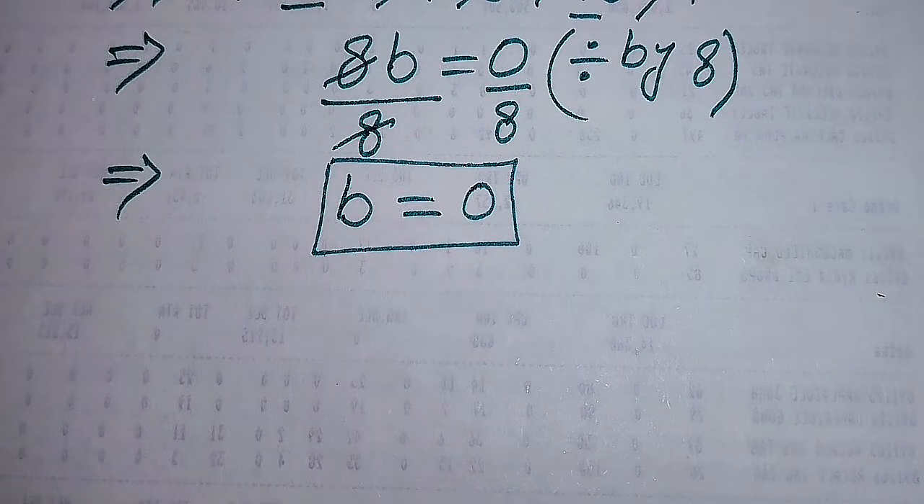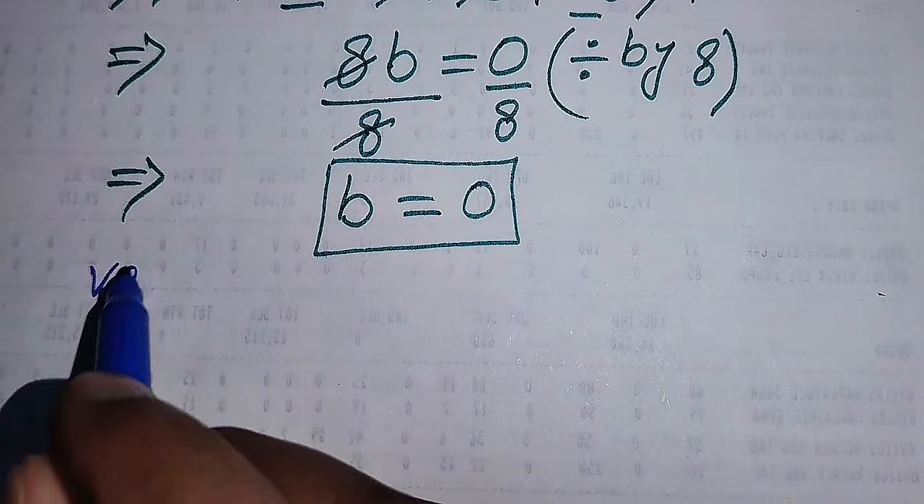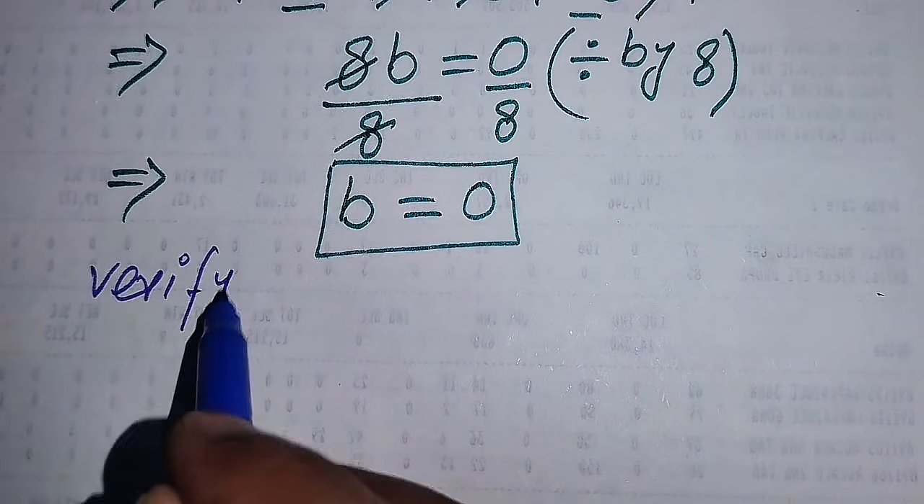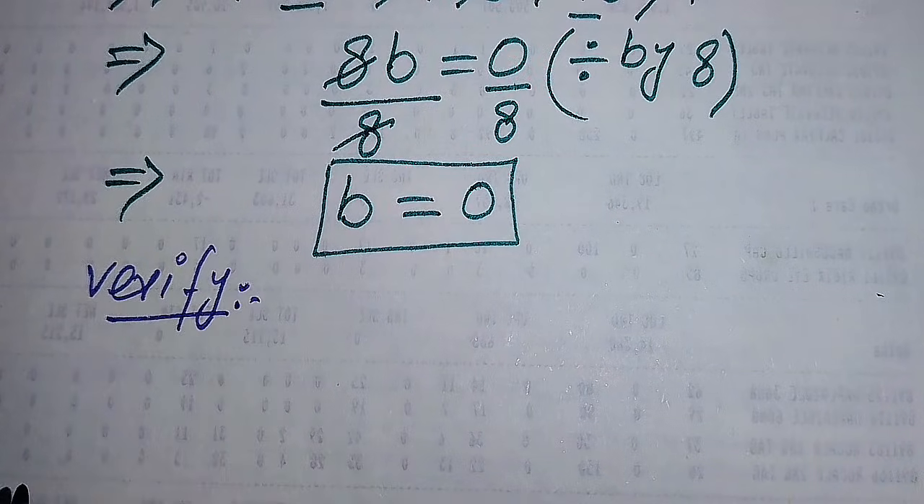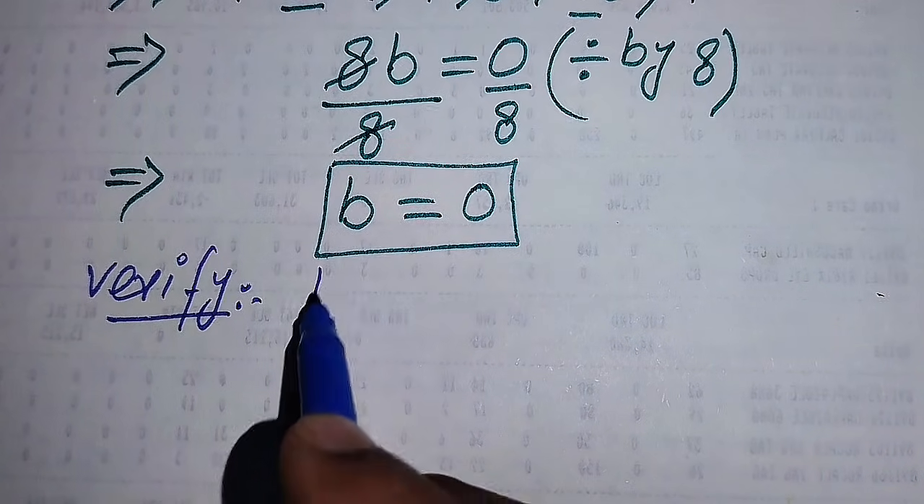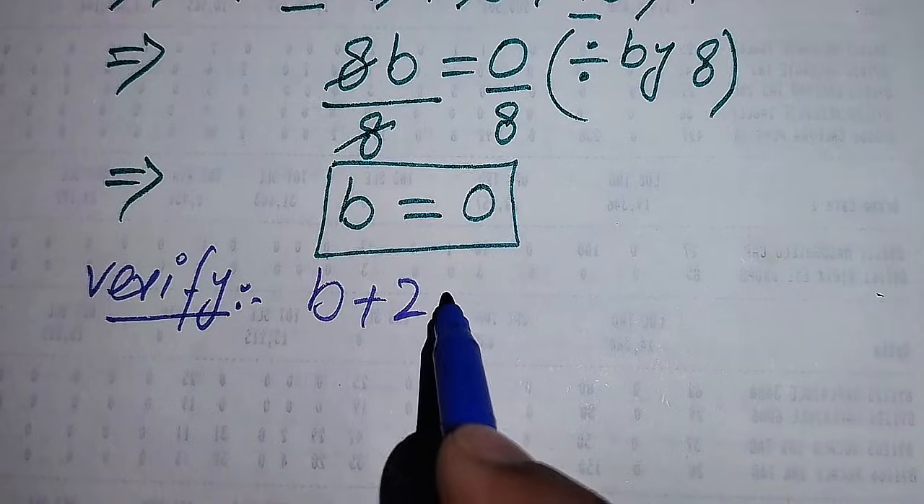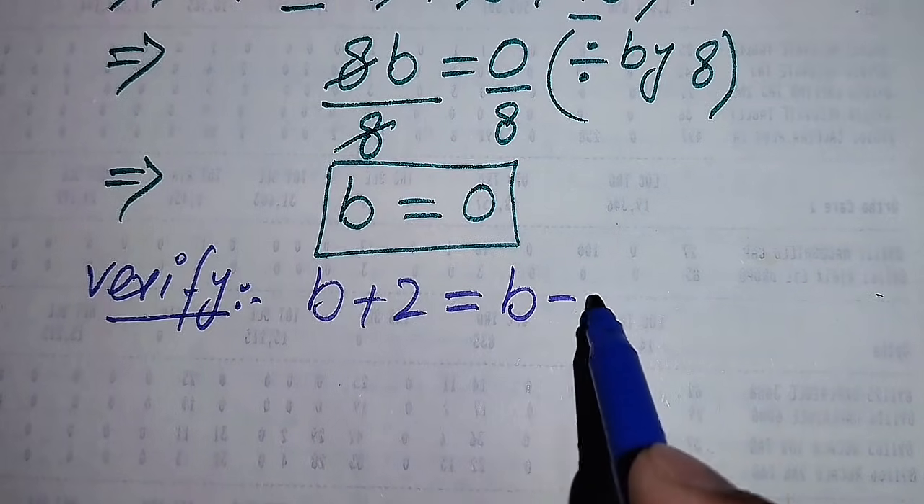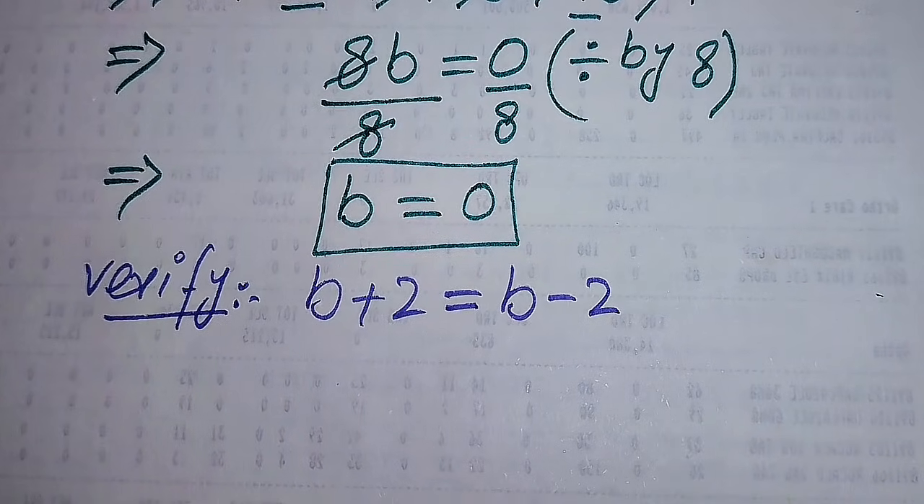But if you see directly in the question statement, you cannot get any value of b. Now we need to verify this value of b, and check whether this value of b satisfies our given question statement or not. So for verification we copy down the given question statement, which is b plus 2 equals b minus 2.